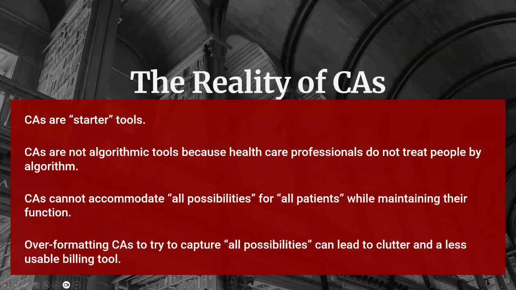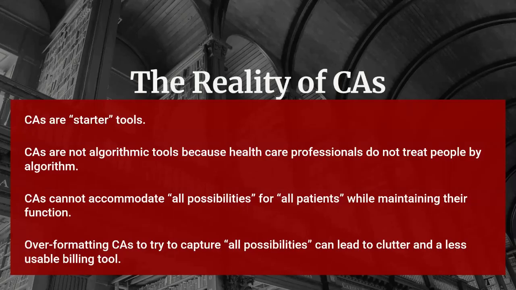So I'll end this section with a bit of a reality check on coverage analyses. CAs are starter tools. CAs are not algorithmic tools, because healthcare professionals do not treat people as algorithms. They treat people as individuals. CAs cannot accommodate all possibilities for all patients while maintaining their function, because this is a road to infinity. There is no end. Trying to guess everything that could potentially happen to every potential patient, there is no limit to that.